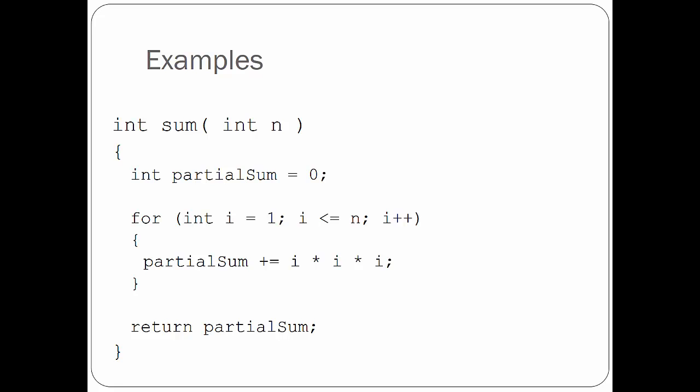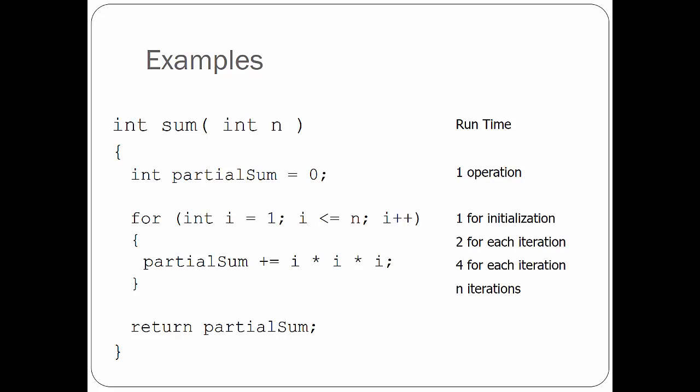Creating the partial sum variable is one operation. Initializing the for loop is one operation. A test and an increment are performed each iteration of the loop, and then within the loop, we have 2 multiplications, an addition, and an assignment for a total of 4 operations for each iteration. Since i goes from 1 to n, there are n total iterations. We take the 2, add the 4, multiply by n, and then add 1 for the initialization to get 6n plus 1 actions to complete the loop.